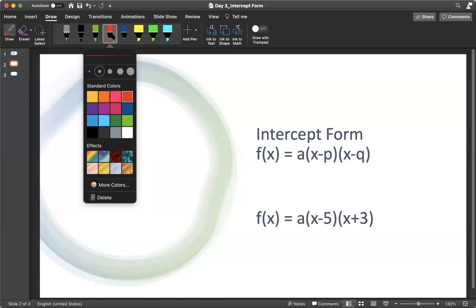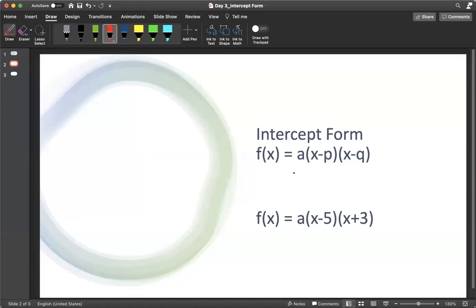So this a value here is the same a that we see in standard and vertex form. If a is positive, we have a smiley face. If a is negative, we have a frowny face. This stays the same. Our new material is going to be this here. See how we have x minus p, and then we have x minus q? So you can think of this as part 1 and part 2.